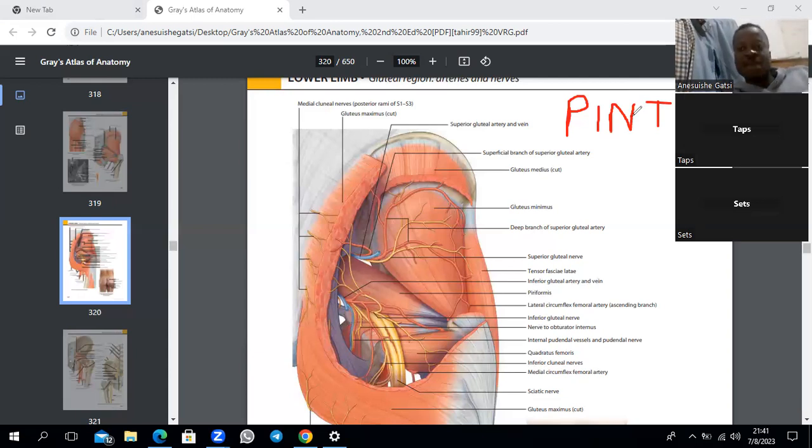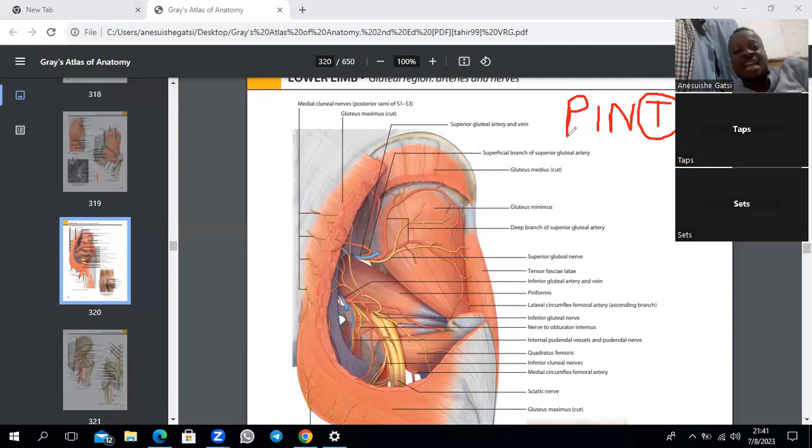Pint, P-I-N-T. The T there is the tendon of the obturator internus. Remember I said each foramen has a muscle. So in the lesser sciatic foramen, there is obturator internus. Then in the greater sciatic foramen, there is piriformis.